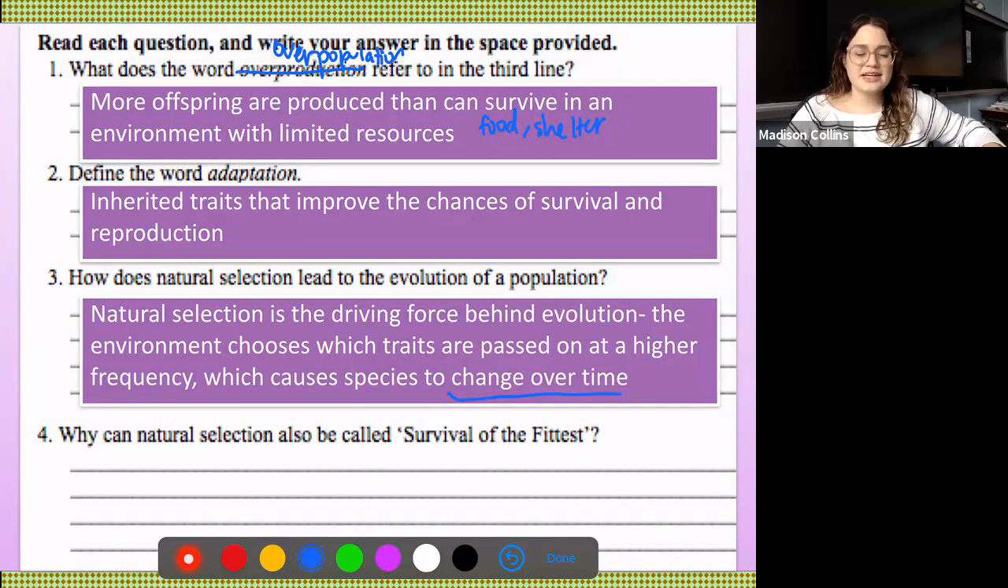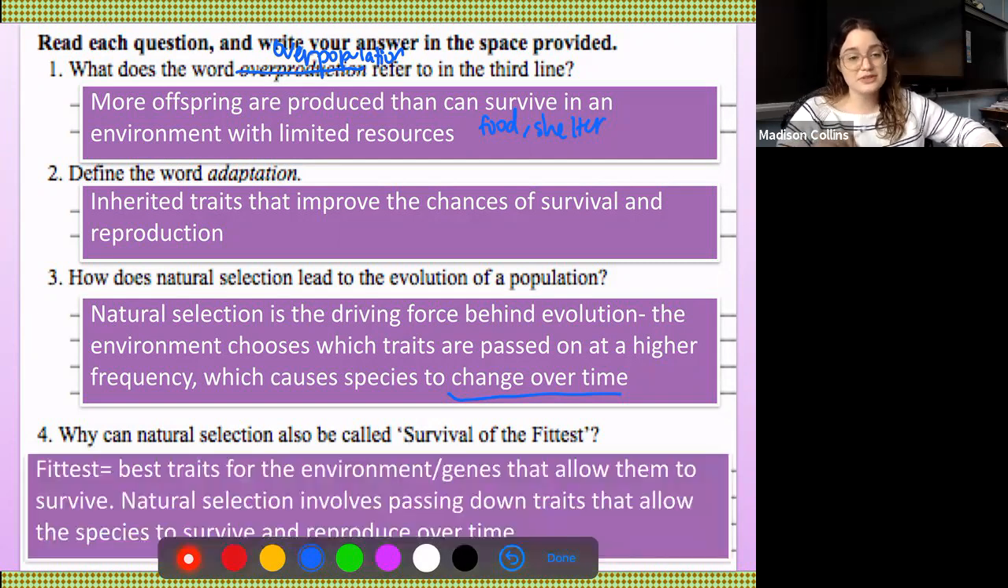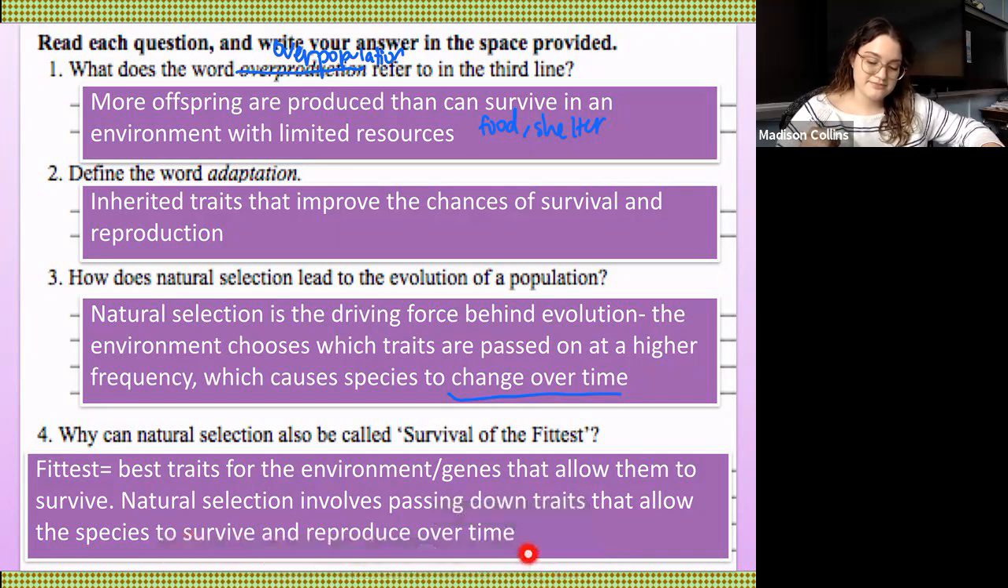So now, why can natural selection also be called survival of the fittest? Remember, we're not talking about which species go to the gym most frequently. When we see that word fittest, we're talking about organisms that have the best traits for the environment or genes that allow them to survive. So natural selection involves passing down traits that allow the species to survive and reproduce over time. All right.